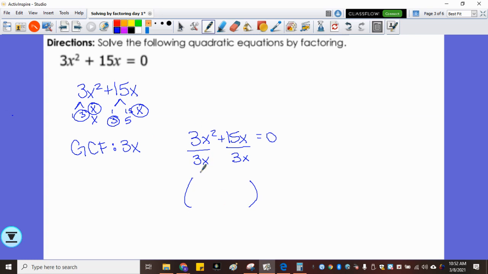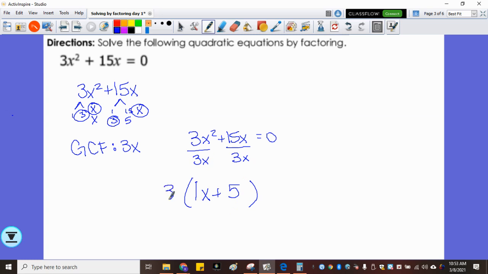What's 3x squared divided by 3x? So it's 3 divided by 3, which gives me 1. And x squared divided by x: I had 2 x's on top, I'm dividing 1 out, I have 1 left over. Keep the sign positive. 15 divided by 3 is 5. And I had 1 x, and I took an x out, so no x.